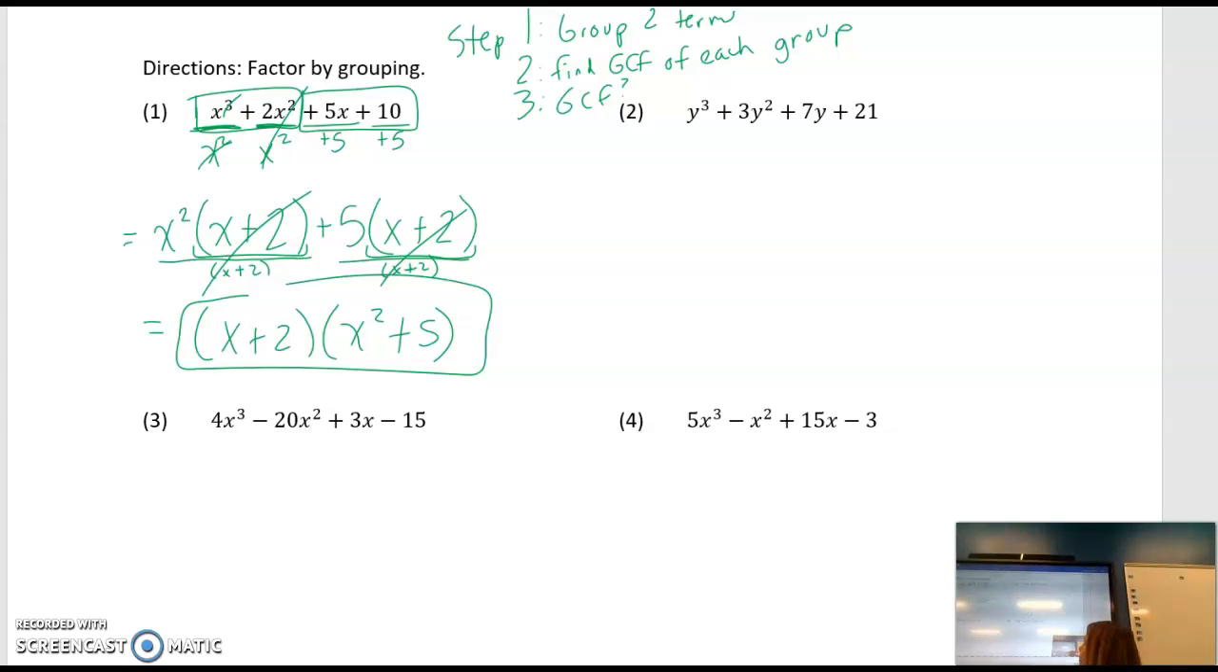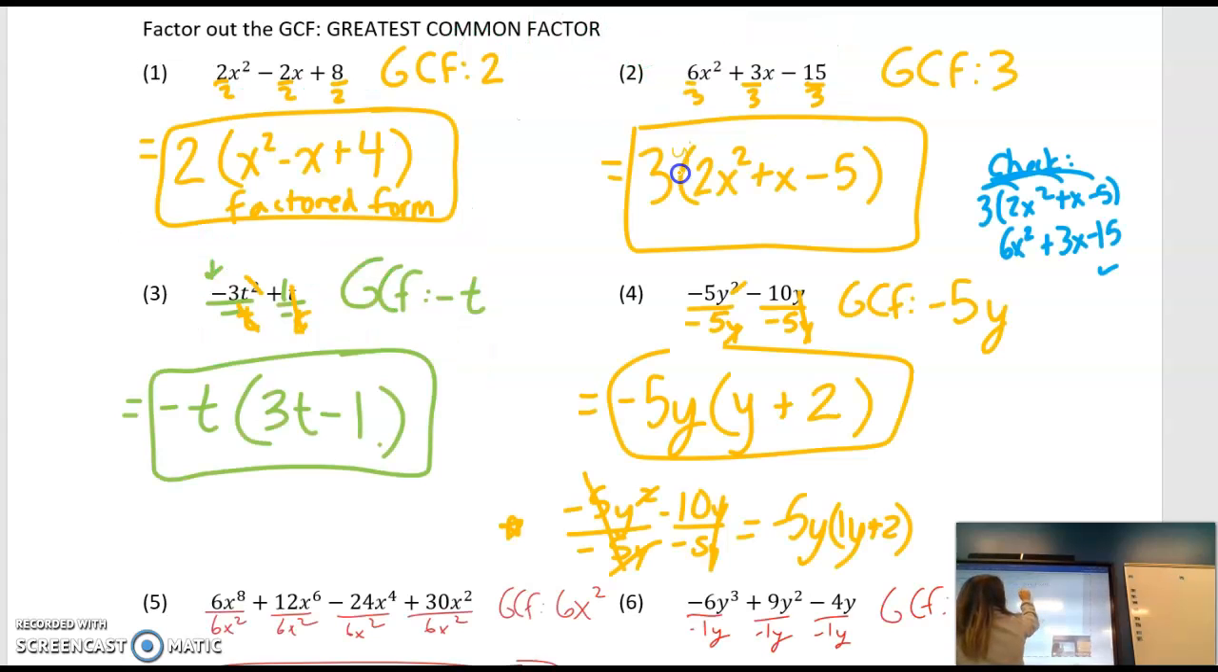So if we take a look at number 2, y to the 3rd power plus 3y squared plus 7y plus 21. Group the first 2 together and the second 2 together. And so let's start with the GCF between these 2. And so the GCF is negative y squared.